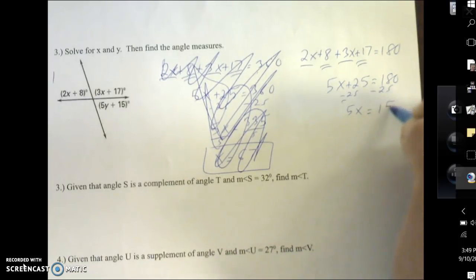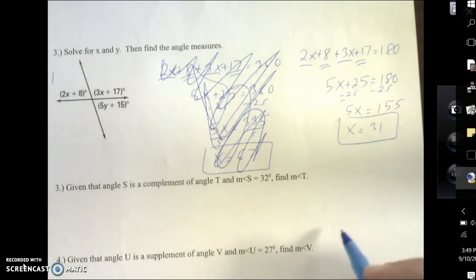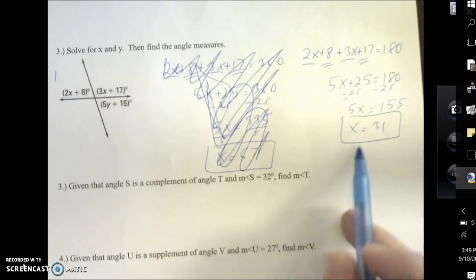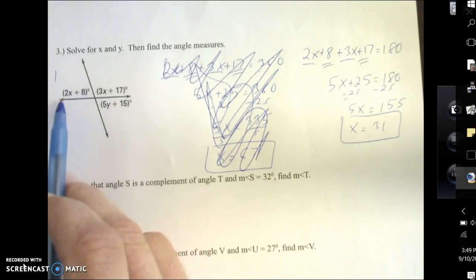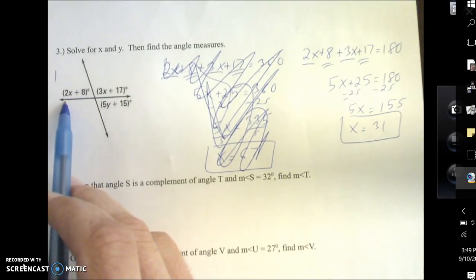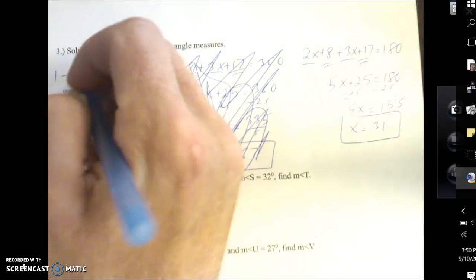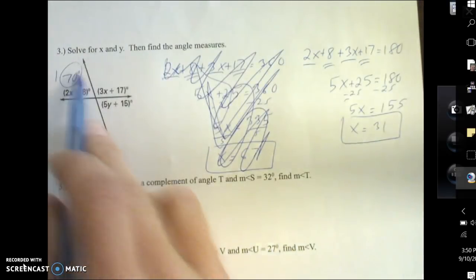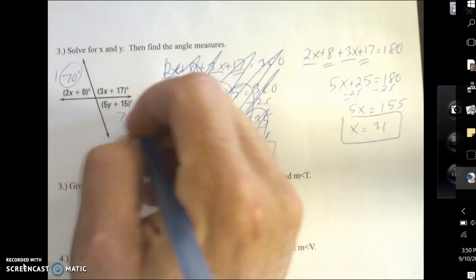5x equals 155. Divide, and I get x equals 31. Cool. All right. So if I plug this back in over here, 2 times 31 is 62, plus 8 is 70 degrees. If this is 70 degrees, this must be 70 degrees.